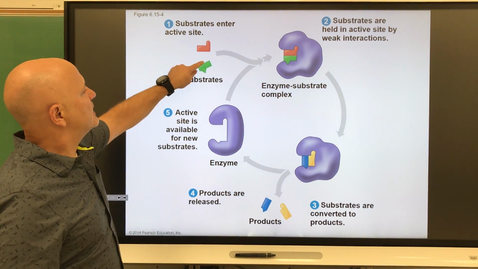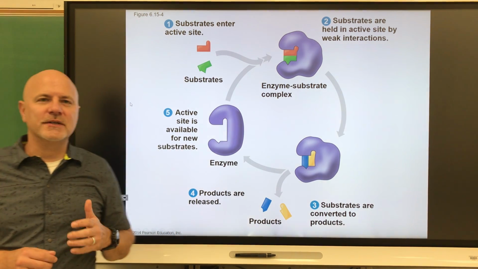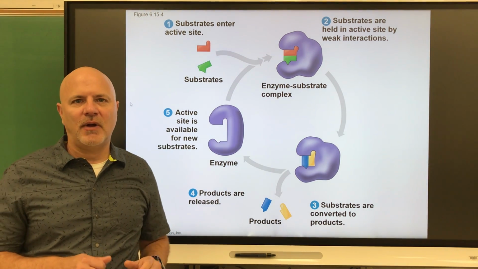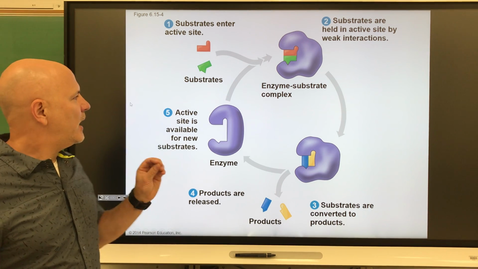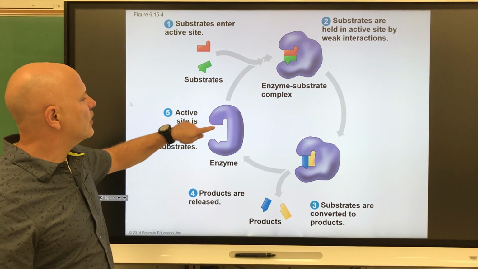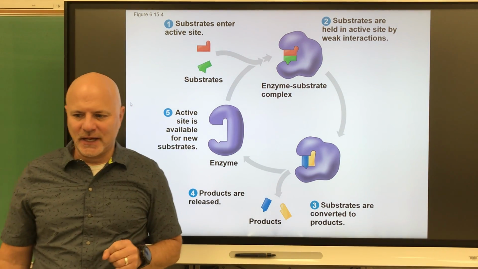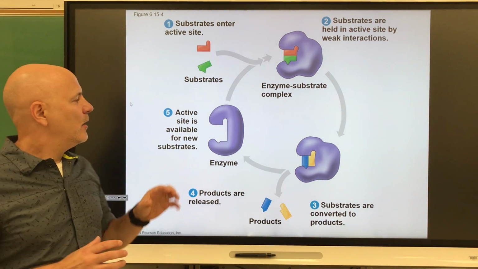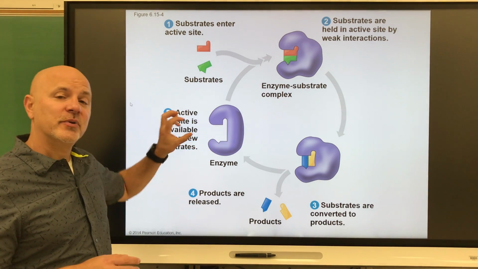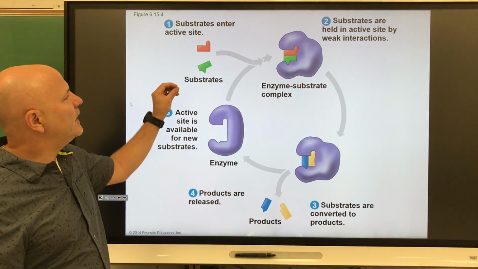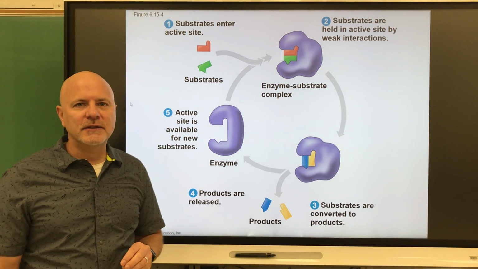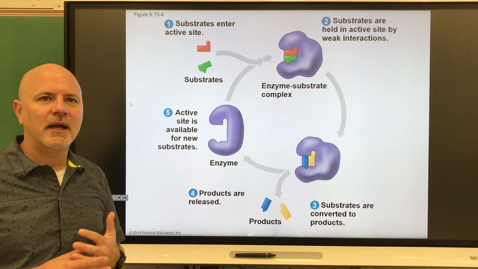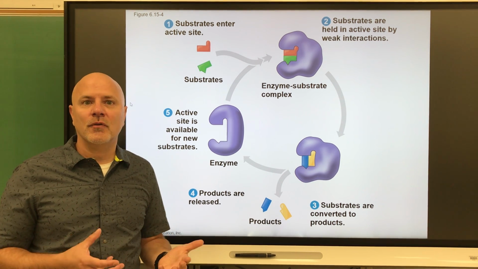So the substrates here are the reactants in the enzymatic reaction. So we call those substrates. And where those substrates bind is what is known as the active site. That's the part of the enzyme that binds to the substrate. Now, because that active site has a particular shape, only certain types of molecules can bind to it. And so this is why enzymes only catalyze certain reactions.